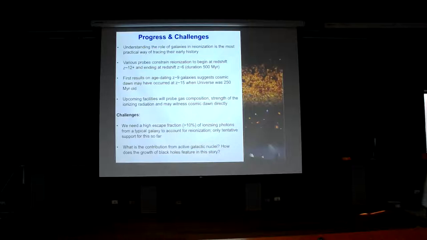Firstly, understanding the role of galaxies in this transition is probably the most practical way of going back and finding their history. We're now beginning to probe this period out to redshifts of 12, and age dating the galaxies suggests that this cosmic dawn occurred when the universe was about 250 million years old.